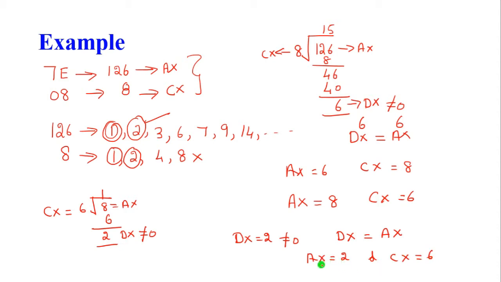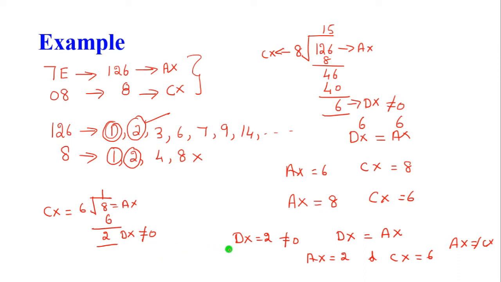Now we are going to check whether ax is equal to cx. It is not equal. That's why we are going to exchange ax and cx. Sorry, before going to exchange, we are going to check which one is the greatest. Here cx is the greatest, ax is smaller. That's why we are going to exchange.